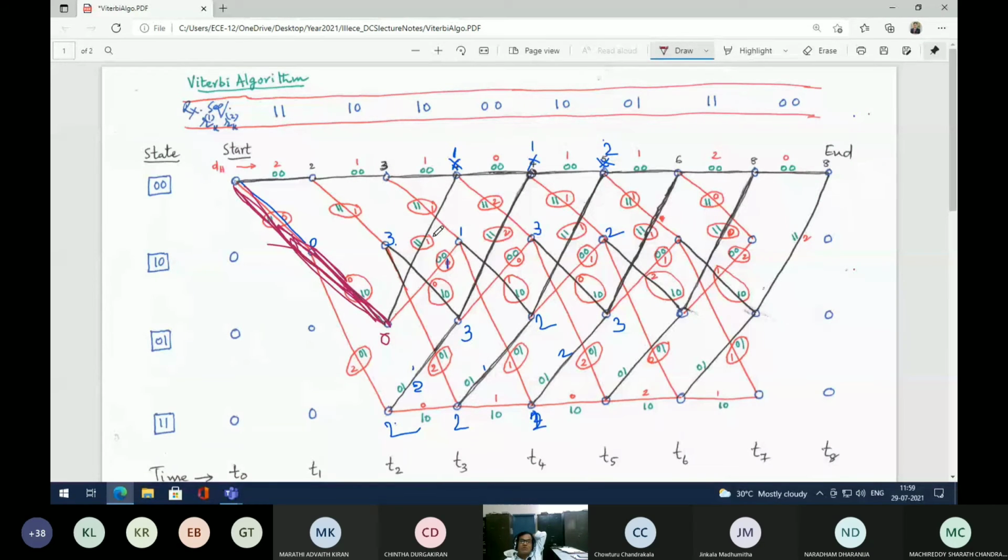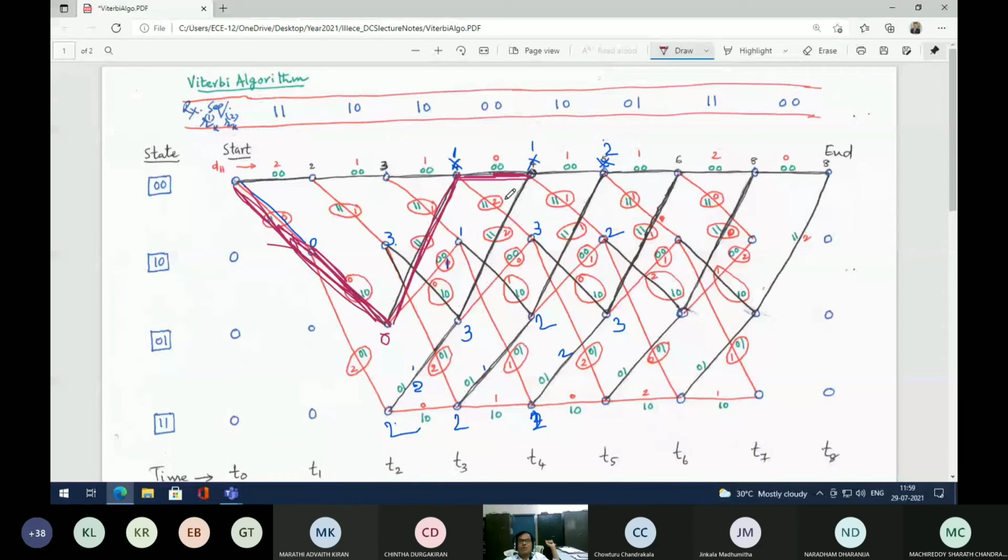See, this is 1. So I had to come this way only, correct? I had to come this way only, because I had to reach 1 here. The next one is, this is 0. In this, I can go this way or this way. But here, by the time I come here, it's only 1. So I have to take this path.